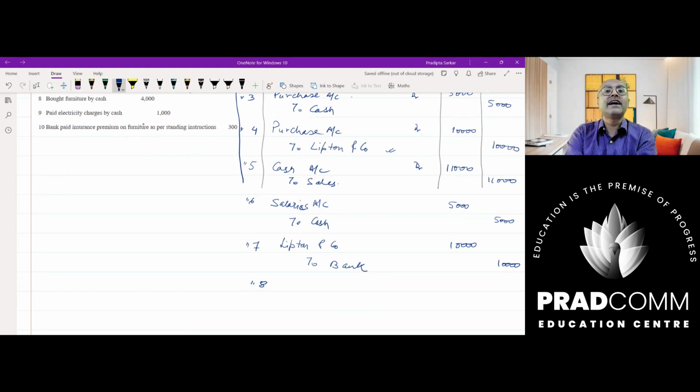Rather, the name of the asset will come, which is furniture account debit, plus asset. And we are paying by cash, right? So to cash. 4,000, 4,000.